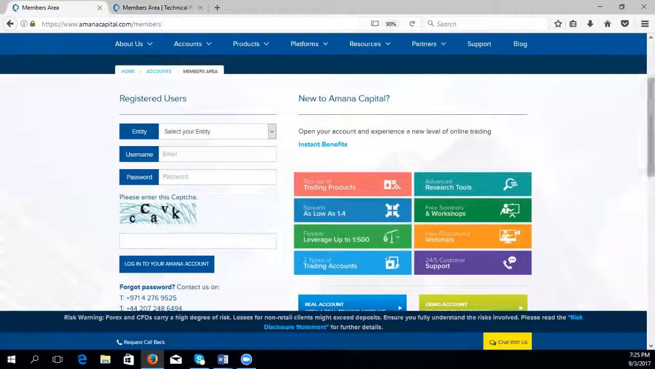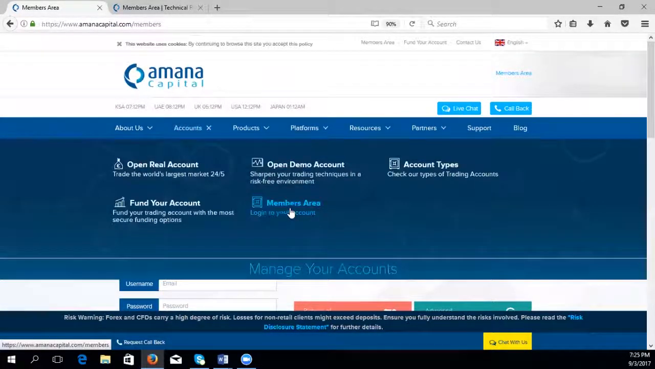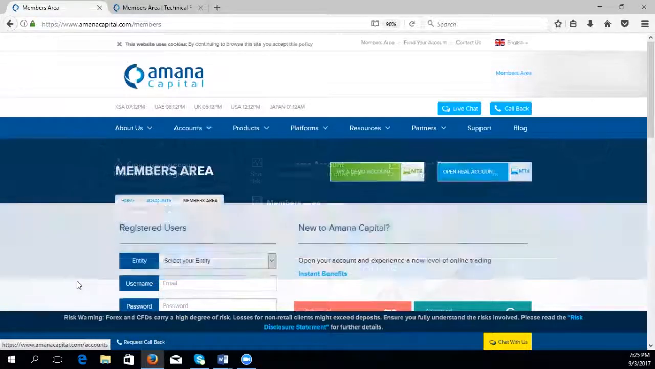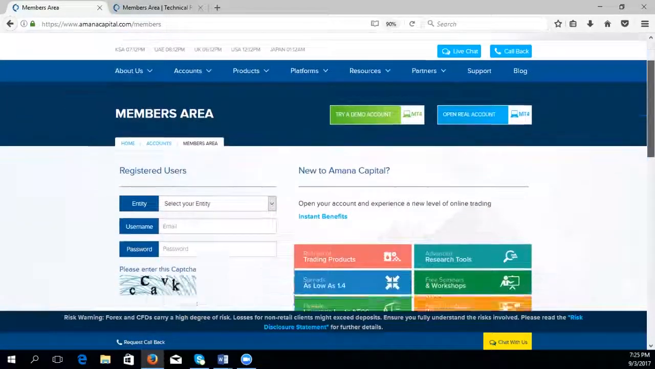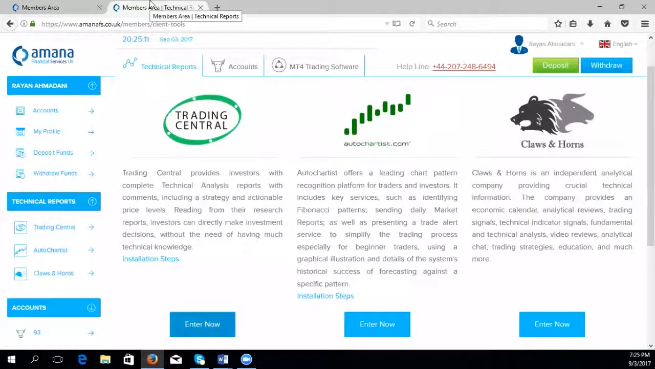And if you're already a member with Amana Capital, simply go to amanacapital.com, go to accounts, and then select members area. Once you're here, just fill in the information related to your real account and log into your Amana Capital. Once you do that, it will automatically open another page, which is this page that contains the three resources all together in one page.